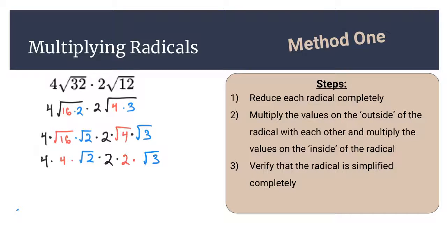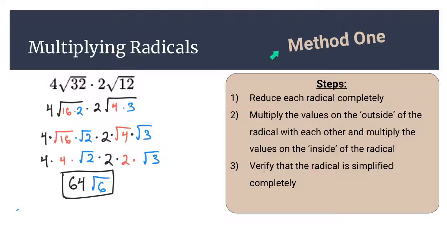And here's where we multiply all the values on the outside. So as you take a look, then that would be your 4 times 2 times 2, which is 16. And then you multiply the values on the inside, so 2 times 3 is equal to 6. And then that would be your final answer, because as you verify, the very last step here is that no, there is no other square number that goes into 6, so 16 square root of 6 would be your simplified version of this multiplication problem.